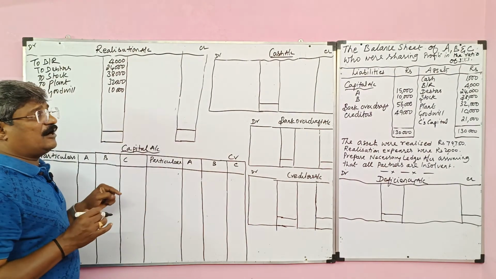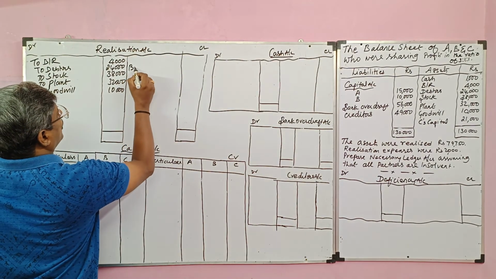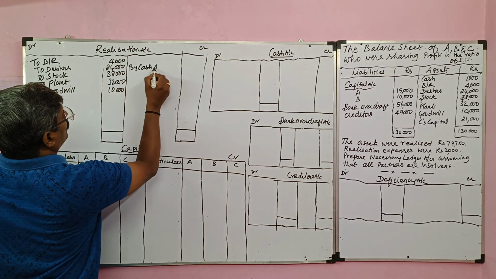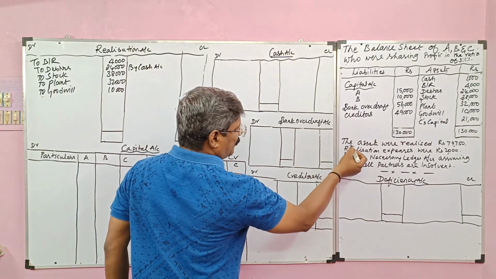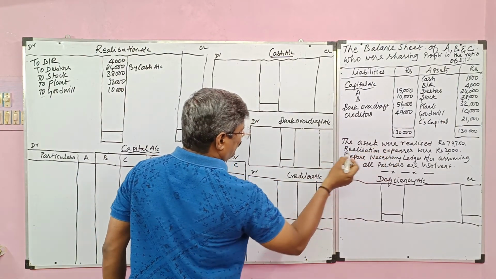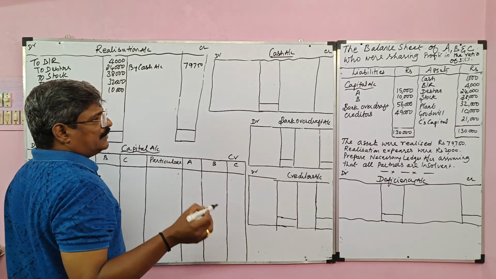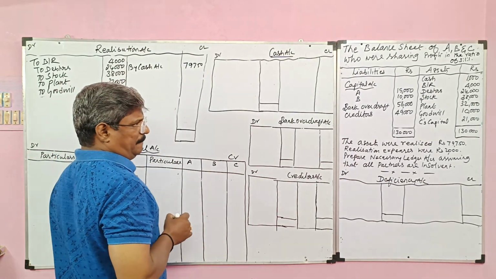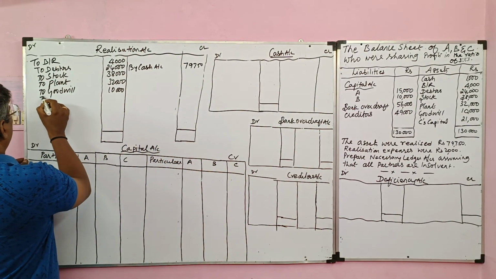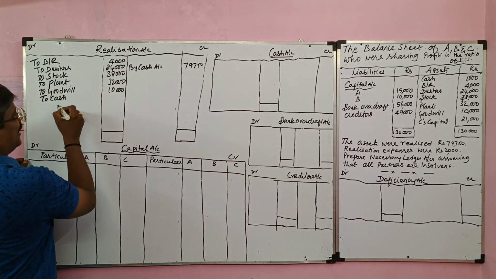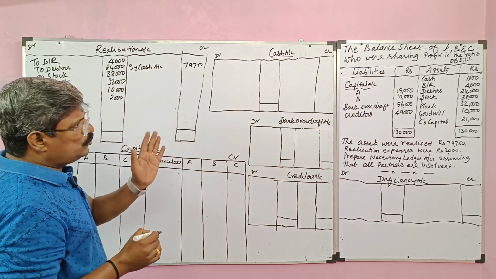Then we have to record one entry for the realization of all assets. For that, the entry is cash account debit to realization. That is for assets realization. The value given in the adjustment: the assets were realized for 79,750. Then we have to record one more entry, that is for realization expenses. The entry is realization account debit to cash, its value 2,000.